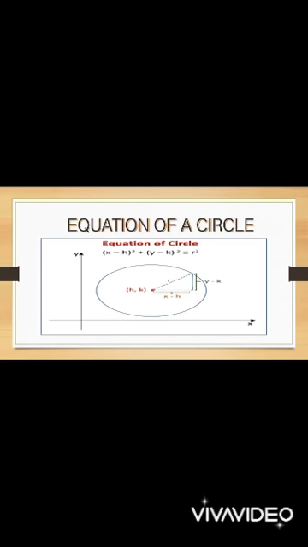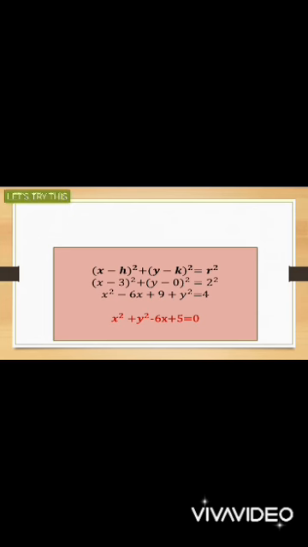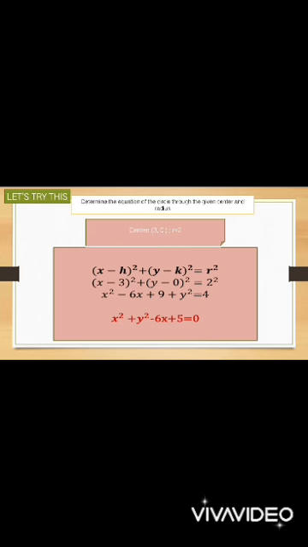Equation of a circle. The equation of a circle can be determined using this formula: the quantity of x minus h squared plus the quantity of y minus k squared equals r squared. So let's try this. Determine the equation of the circle through the given center and radius. Center (3, 0) and radius is 2.